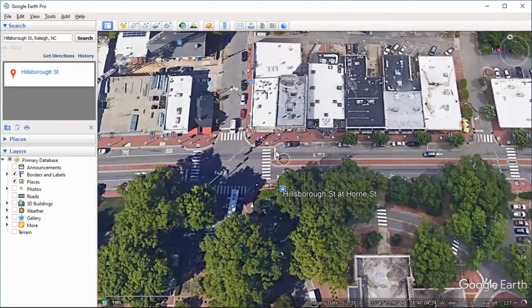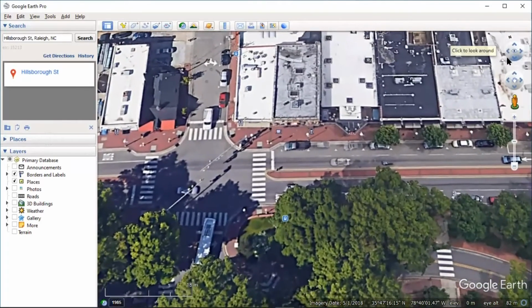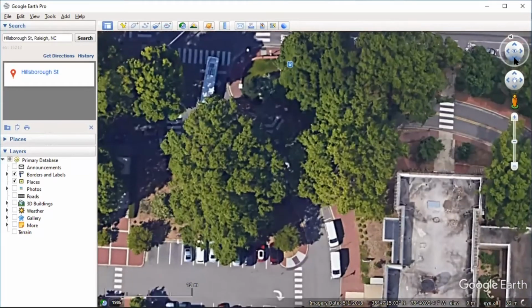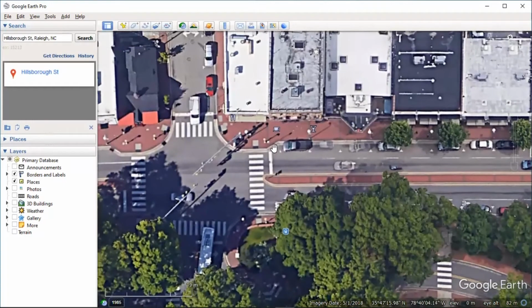This is what we mean with bulb out. You see it? You see this?